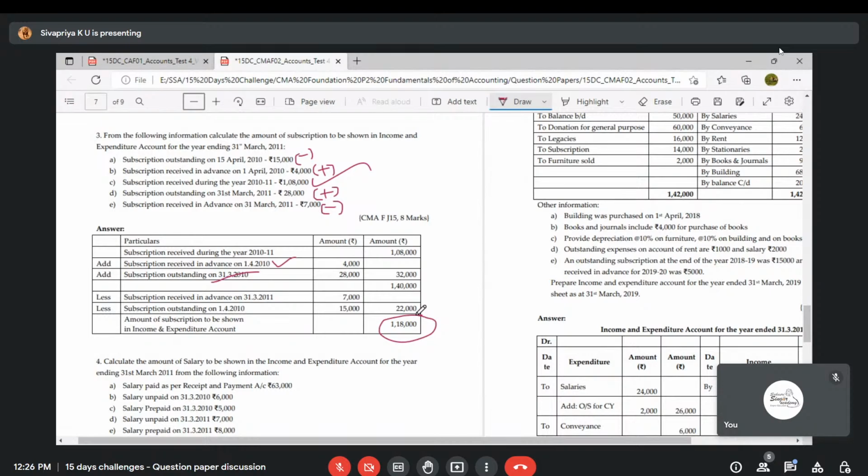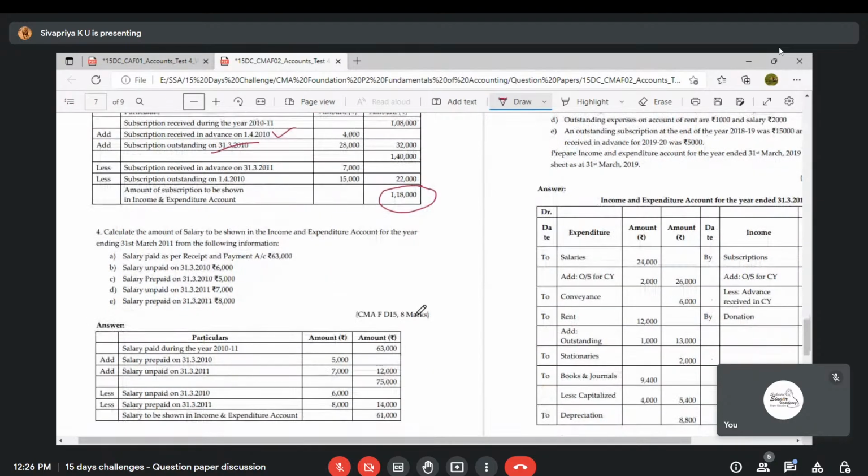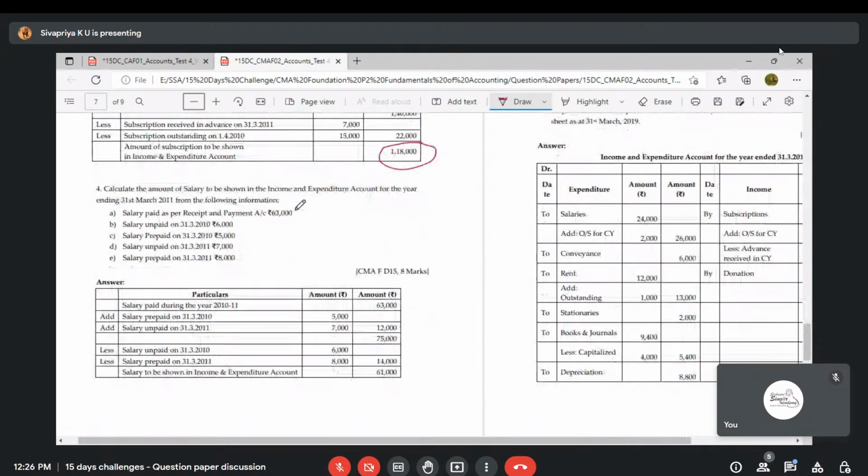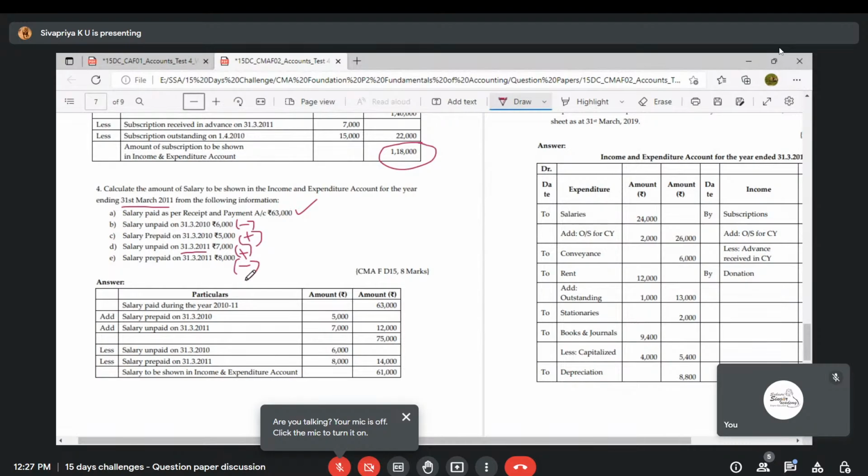Right? And similarly, there is another problem. It is the same way for salary. Salary paid, this is the base. 6,000, which is unpaid, is to be deducted. This 5,000 is to be added, which is unpaid on 31st March 2011, because we are preparing it for 31st March 2011. So this is to be added back and this 8,000 is to be deducted. You will have the format for this, what to add and what to deduct. Just you have to apply that. The answer is 61,000. Okay.